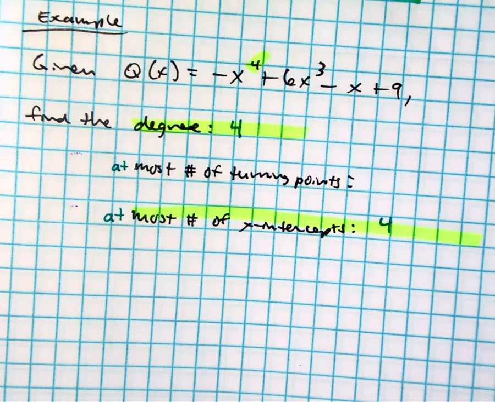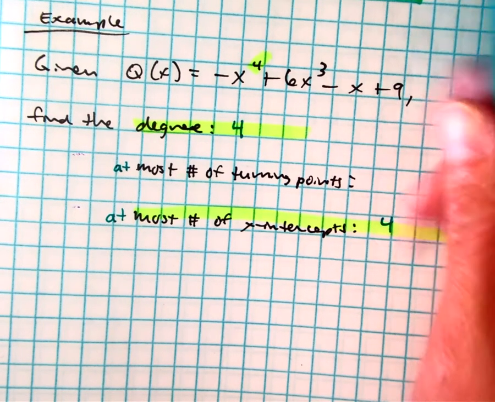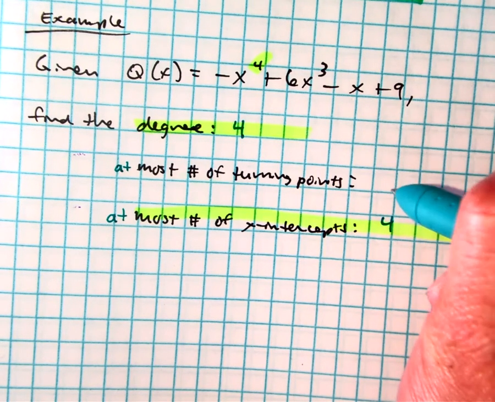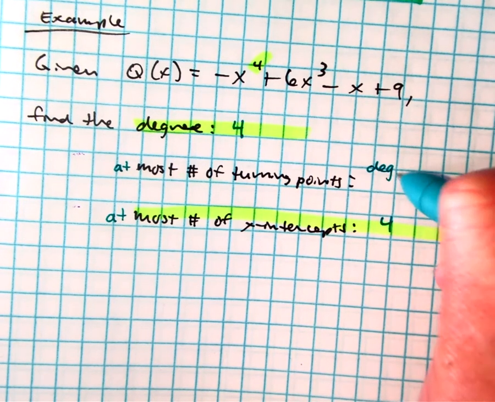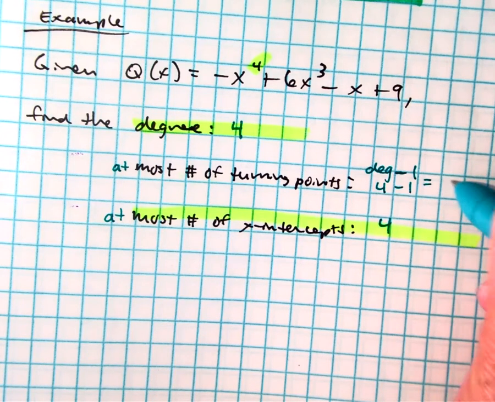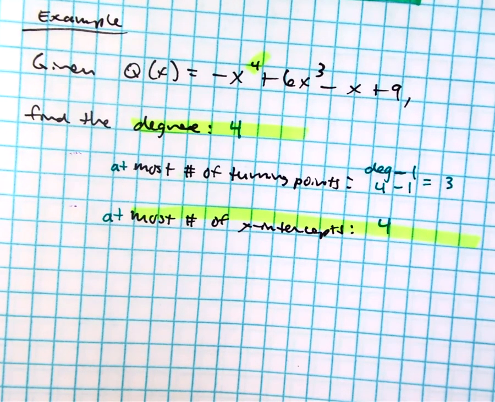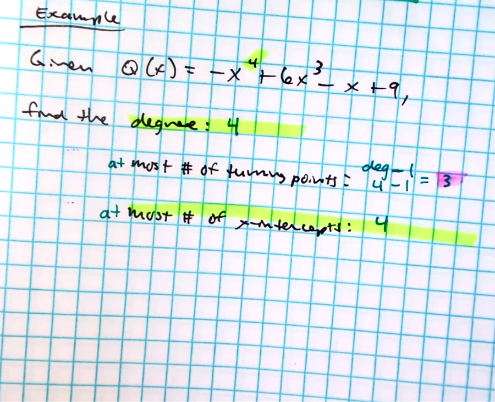Now, for the at most for the turning points, you basically take your degree, and then what did we do? We subtract 1. So 4 minus 1 gives us 3. So at most, turning points in this function is going to be 3. Now, it could be less. So let's go ahead and get a visual of this.